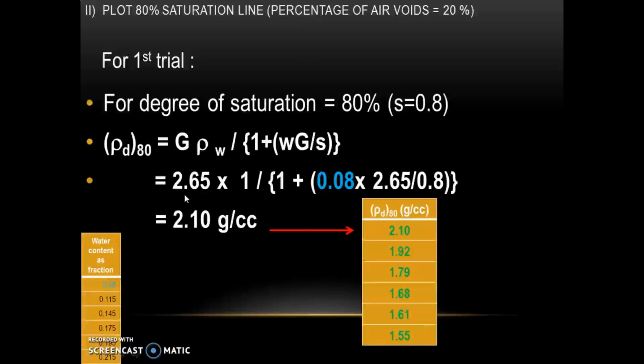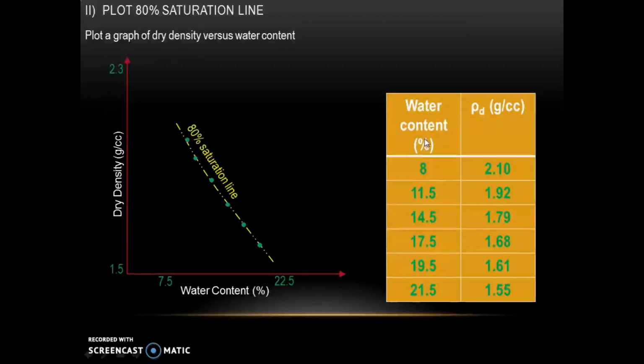We need to repeat these steps for the rest of the trials just by replacing the value of water content. And these are the values of rho d for the 80% saturation line. With the values of water content and dry density for the 80% saturation line, we will get a plot which indicates the 80% saturation line.